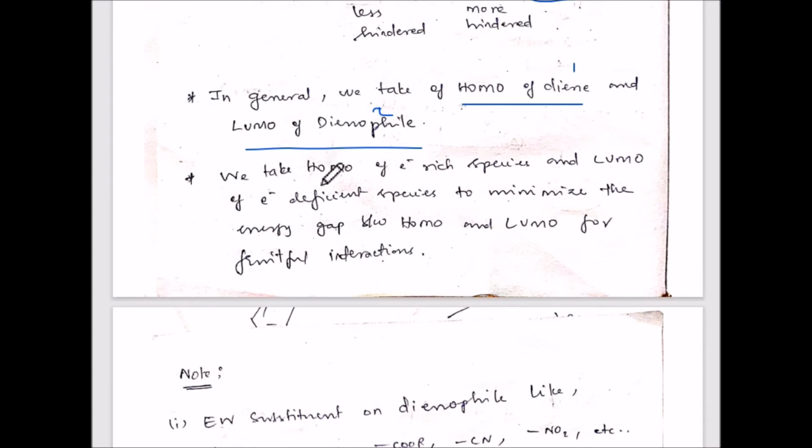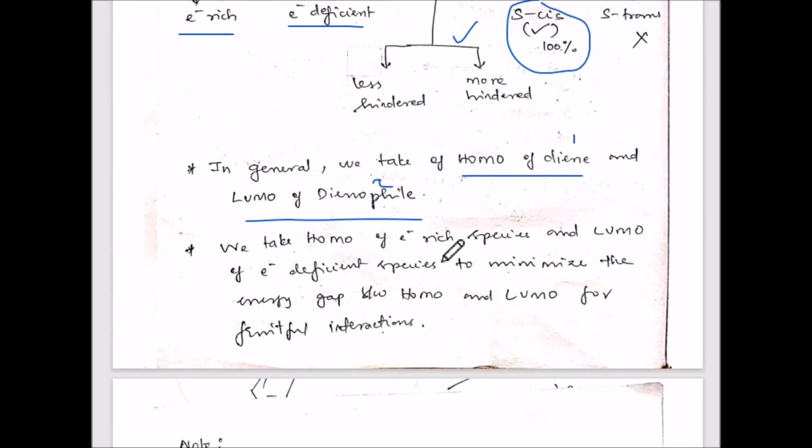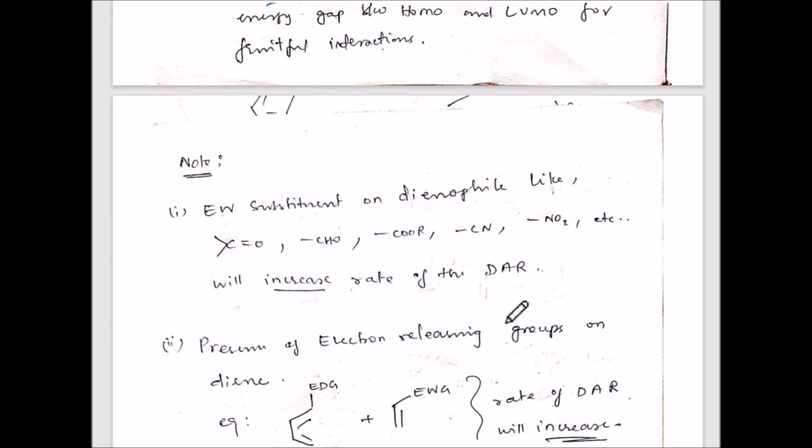And then you see here, we take the HOMO of the electron rich species and the LUMO of the electron deficient species. So this is more favorable. Why we do it like that is, it will minimize the HOMO-LUMO gap. When your HOMO-LUMO gap is small, the electronic transitions will be more probable and it will have fruitful interaction. That's why we choose the HOMO and LUMO like this. So these points are very important. You have to notice that.